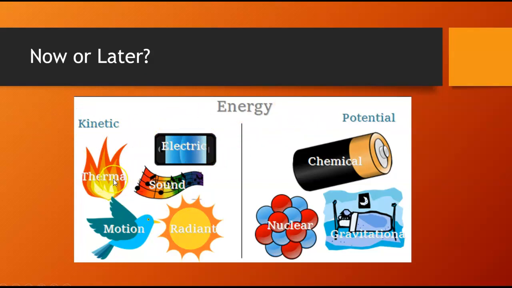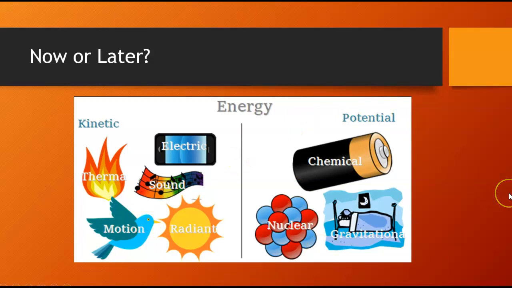Thermal energy is what you feel as heat. That's a wave, and so it's kinetic. Electricity is a wave, sound is a wave, and radiant energy is also a wave, which is going to be light, and heat also counts as radiant energy, and so does sound. So some of these can be categorized in more than one way. And then there's also the energy of motion, and that's literally when a bird is flying, for example.